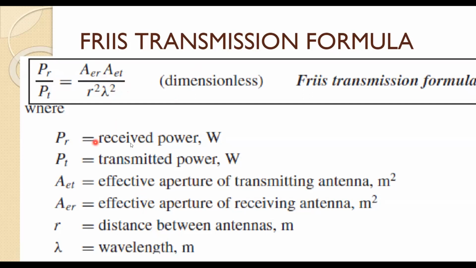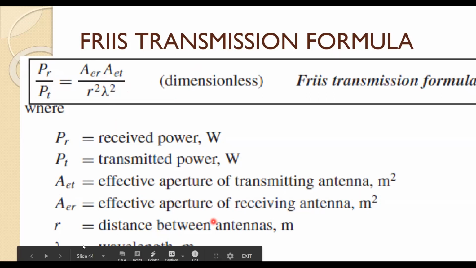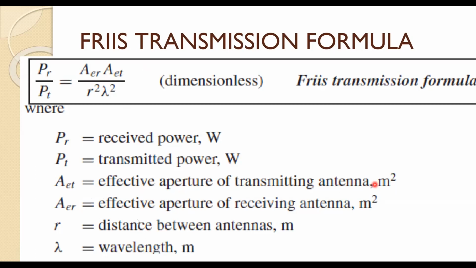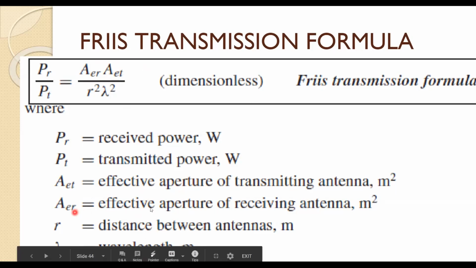PR equals received power, PT equals transmitted power, AET and AER are the effective apertures of the transmitting antenna and the receiving antenna, small r equals the distance between the particular antennas, and lambda is the wavelength.